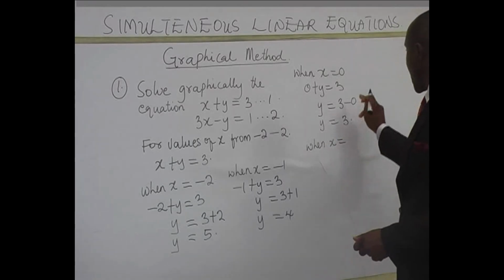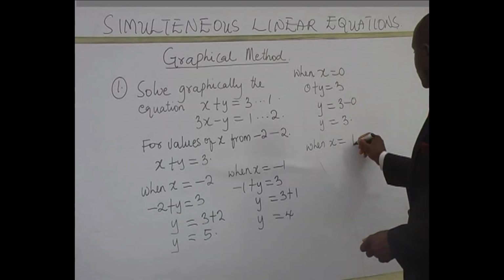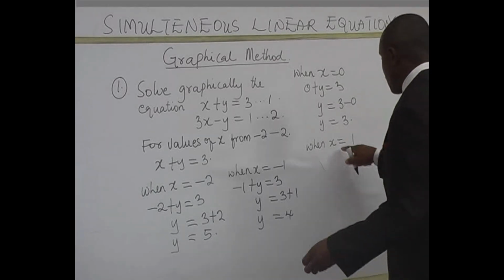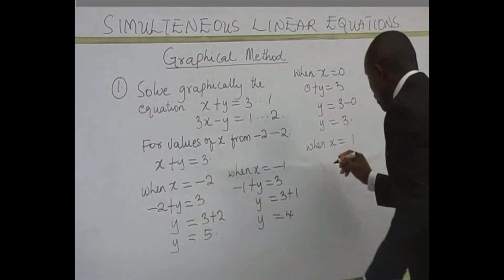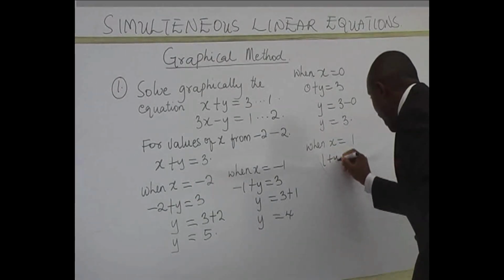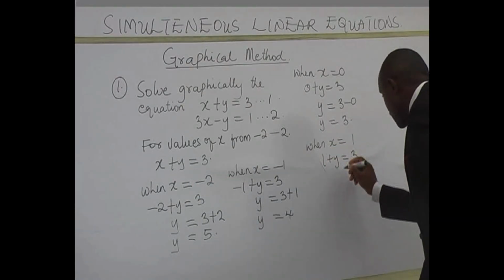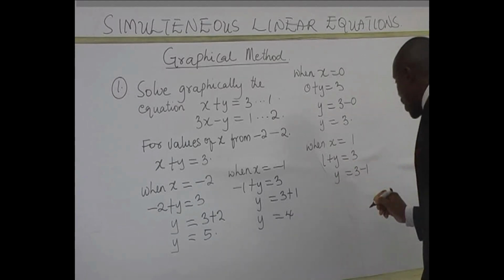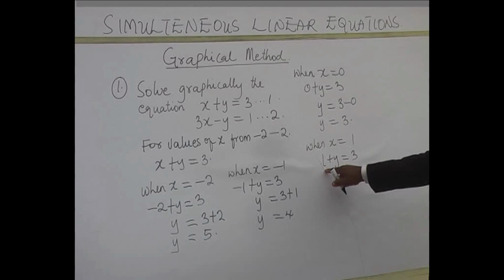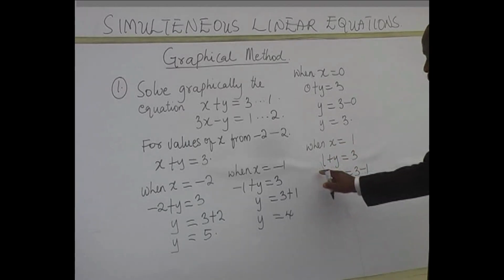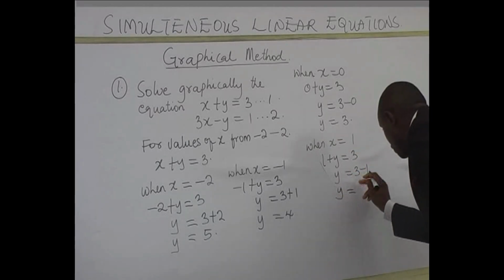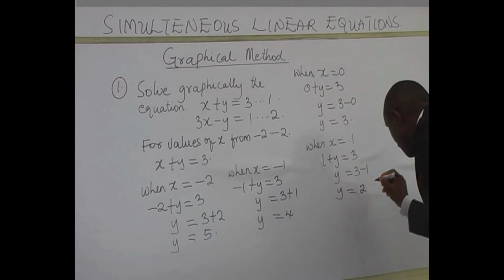is equal to, after 0, the next number is 1. So when x is 1, substitute 1 for the value of x in the equation. We're going to have 1 plus y is equal to 3. That means y is equal to 3 minus 1. Plus 1 in the left hand side coming to the right hand side, we change to minus. So we're going to have y is equal to 3 minus 1 is 2.